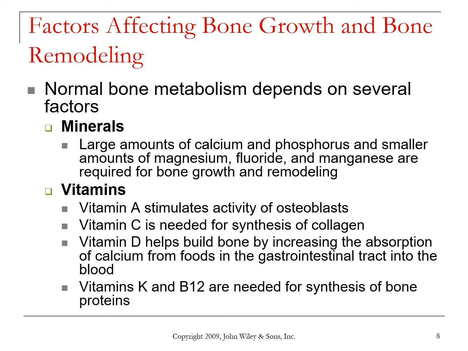All right, moving on to vitamin D. Vitamin D helps build bone by increasing the absorption of calcium from the food we ingest in the gastrointestinal tract. And when we get to the integumentary system, we will see how vitamin D is processed in your body, but you definitely need vitamin D for calcium absorption. Otherwise, the calcium in the food you ingest will pass through the digestive tract unabsorbed. Finally, vitamins K and B have other purposes in the body, but in the skeletal system, they are needed for the synthesis of bone proteins.